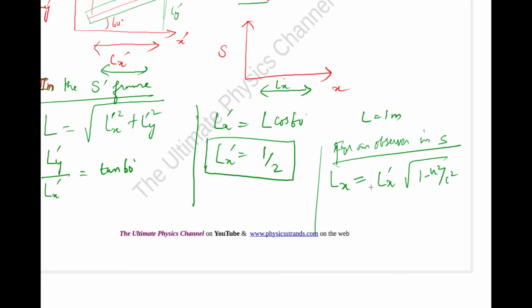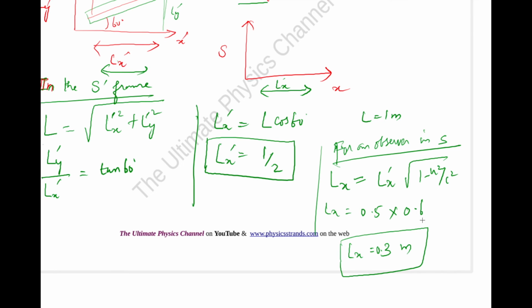Lx prime is 0.5, half, right? So we have Lx is equal to 0.5 into this is 0.6. Therefore, Lx is equal to 3 meters. Sorry, 0.3 rather, right? Sorry, 0.3 meters.